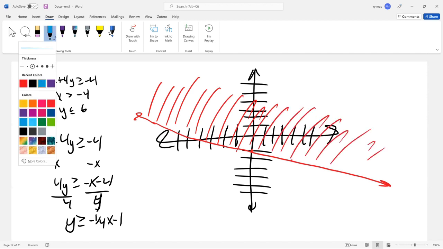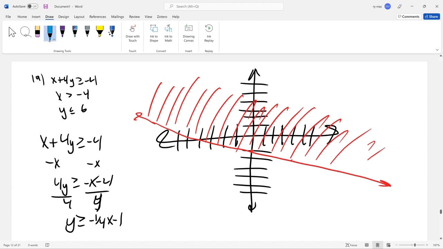For my next one, I'll do my x is greater than -4. So it's going to be an up and down line at x equals -4, and it'll be dotted because it is a greater than sign. And then since it's greater than, I shade the side that has values greater than -4. So I'll be to the right.